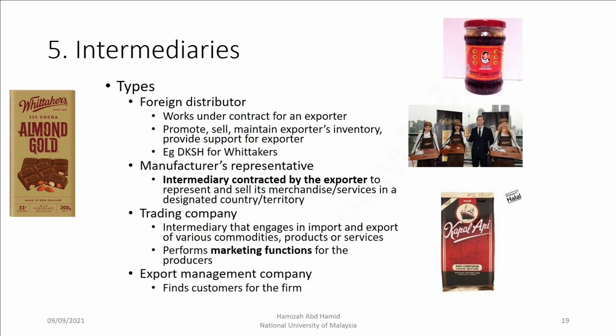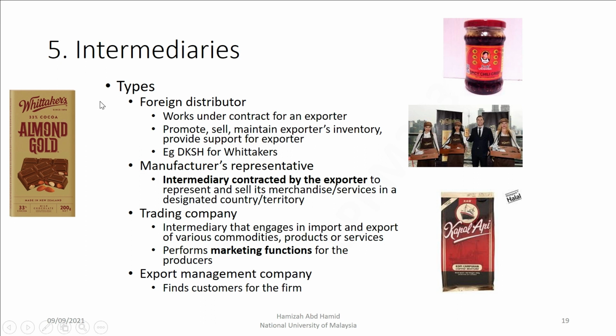Who are the intermediaries? There are several types. First is foreign distributor. Foreign distributor, they work under contract for an exporter. Their job is to promote, sell and maintain exporter's inventory. Sometimes they provide support for the exporter. Sebagai contoh dekat sini, kalau anda pernah lihat coklat ni dekat supermarket, this is distributed by DKSH, sebuah company yang memang handle produk-produk antara bangsa.